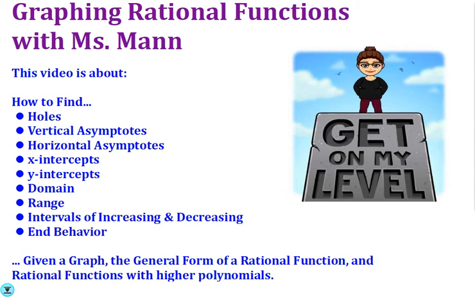So in this video, we are going to talk about how to find holes, vertical asymptotes, horizontal asymptotes, x and y intercepts, domain, range, intervals of increasing and decreasing, and end behavior of our rational functions given either a graph, which is the first part of that graphing practice, the general form rational function with the h and the k set up, and then our rational functions with higher polynomials. So that is what we're going to walk through.